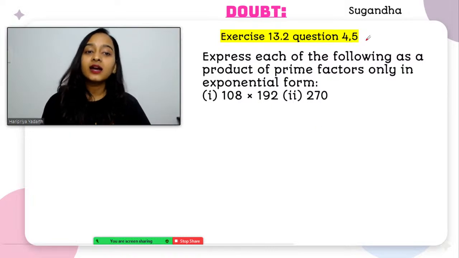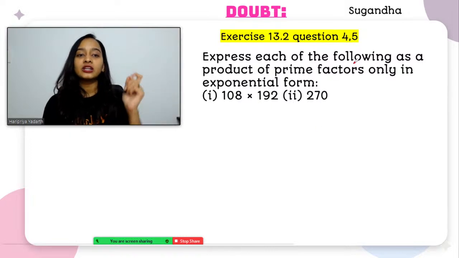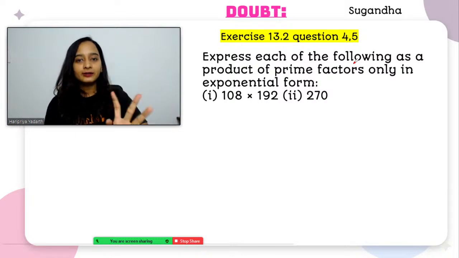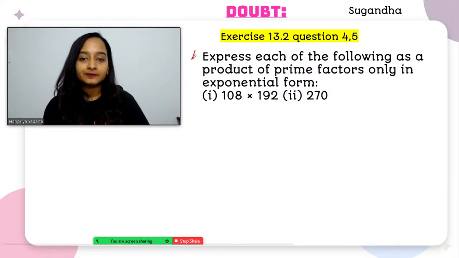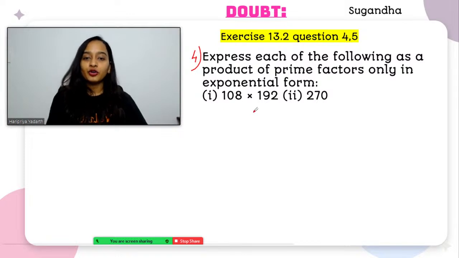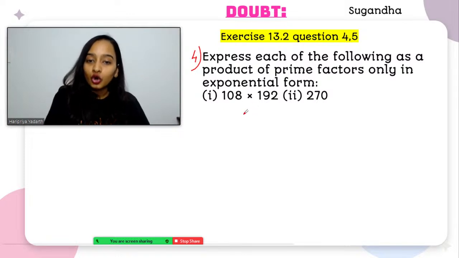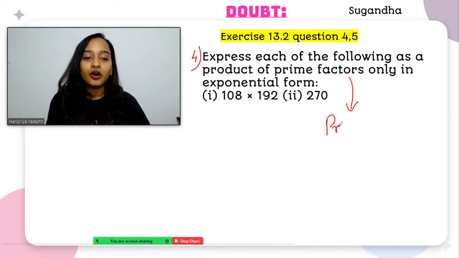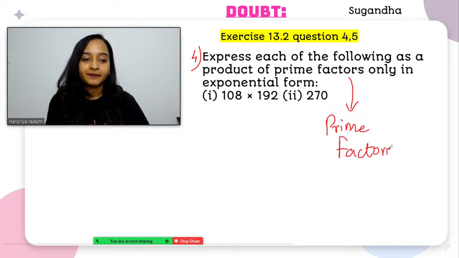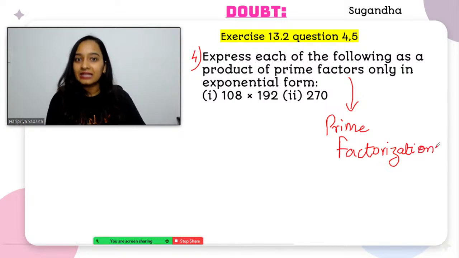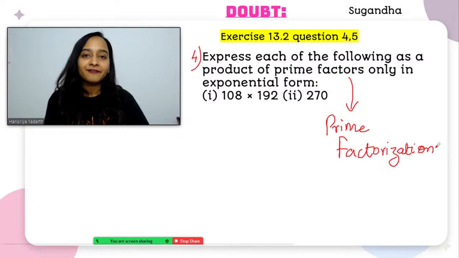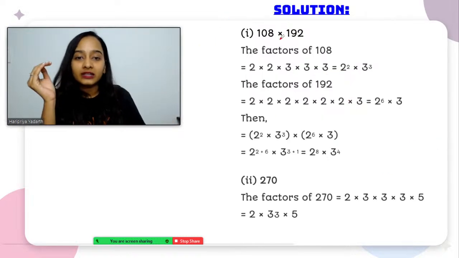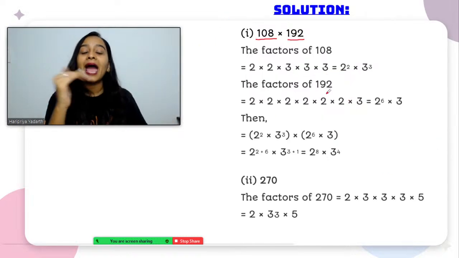Okay. Now Sugandha has asked 13.2 question number 4 and question number 5. We will do both. Now this is question number 4. Expand each of the following as the product of prime factors only in exponential form. For this, you can do your prime factorization method. You have already done prime factorization in grade 6, hai na? So you have to prime factorize both the numbers 108 and 192 and multiply.